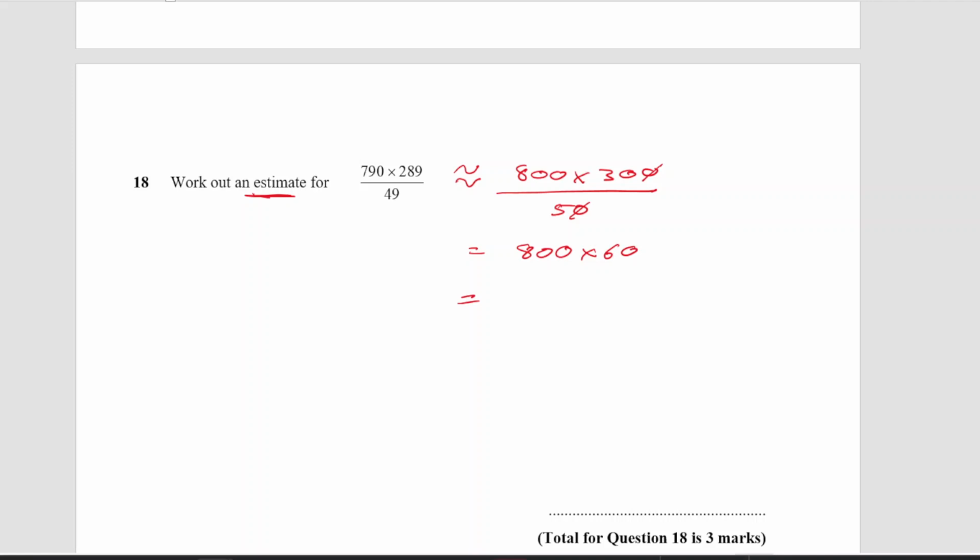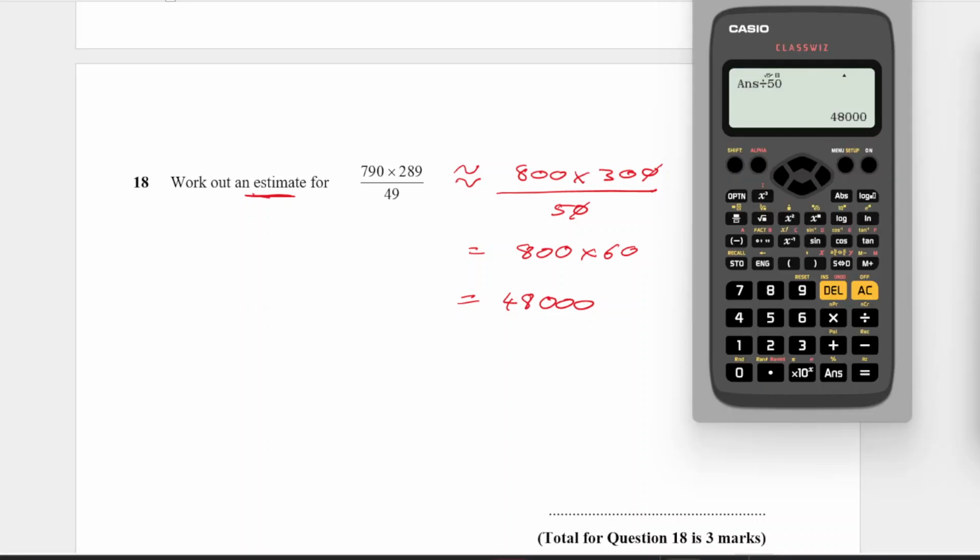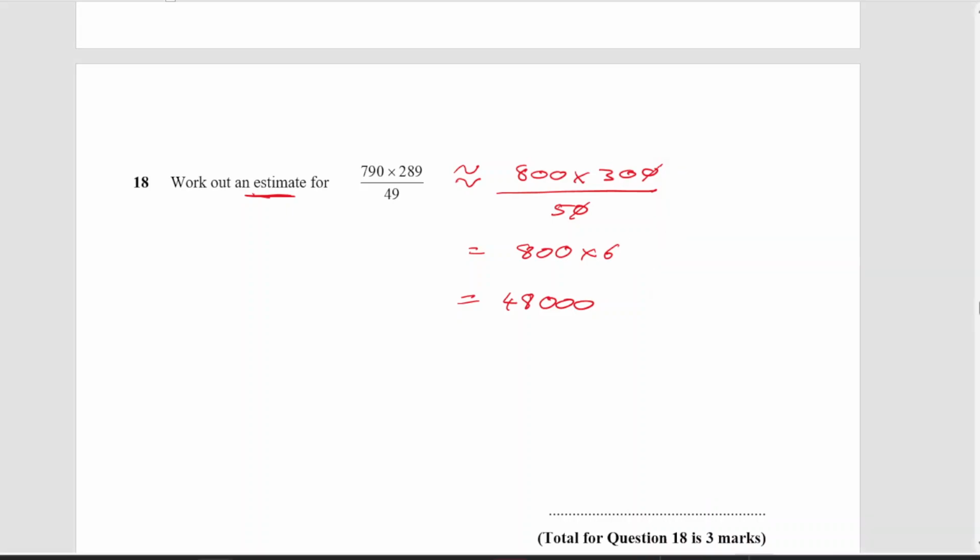8 times 6 is going to be 48 with 3 zeros. So I would go 48,000. So over here I've done 30 divided by 5 is 6, not 60. So 4,800. There we go.